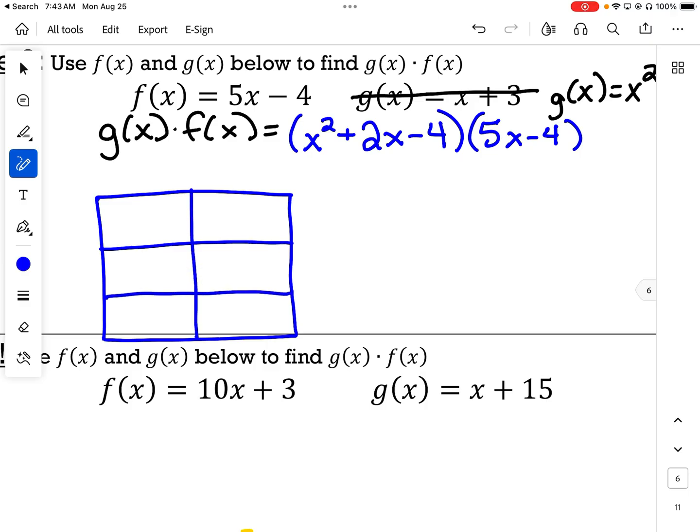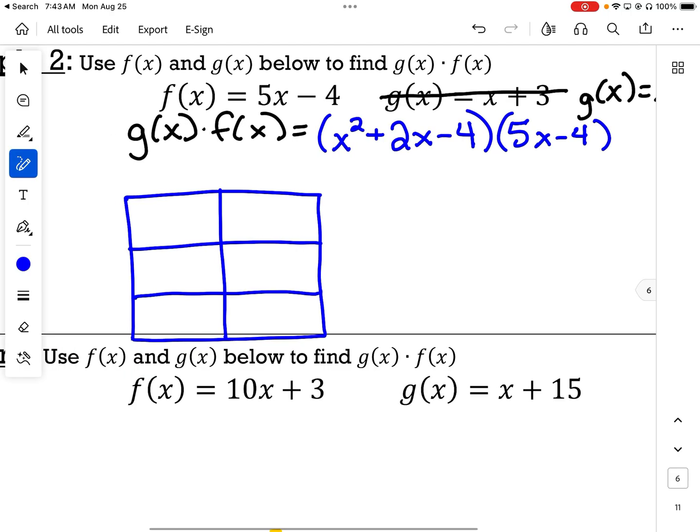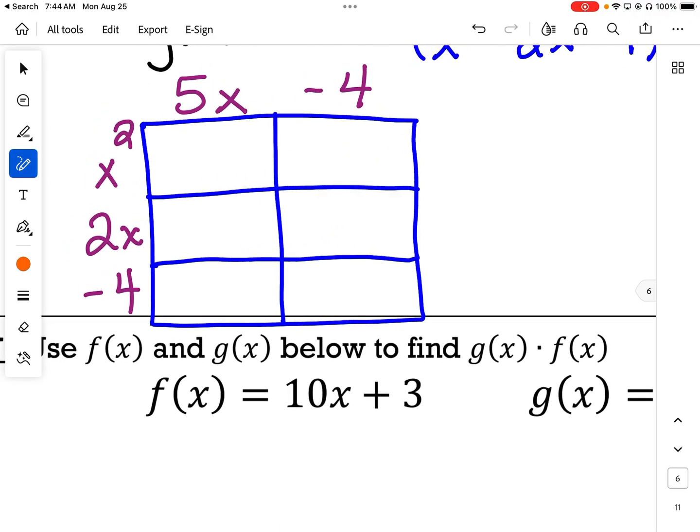Or it could be the other way. We could do it like this. Or it could be the other way, turned sideways. So the 3 term is going to go where you have the 3 rows. So we have x squared plus 2x minus 4 going down the side. And then the other one is 5x minus 4 on the top.